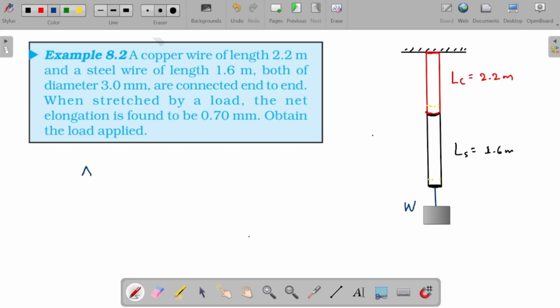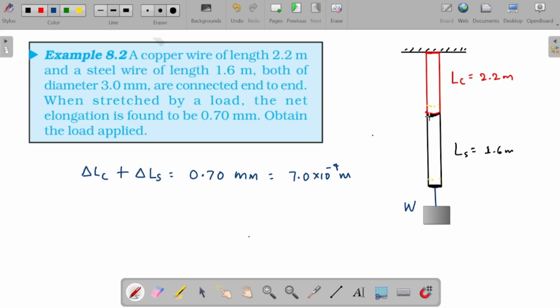That is elongation in copper wire, let's say delta LC, and elongation in steel wire is given here 0.70. Mind it, here we have two significant figures. This 0 is also significant here. So this much millimeter. Or you can write 7.0 into 10 to the power minus 4 meter. So combined elongation we have obtained this plus this. Now we have to obtain this load.